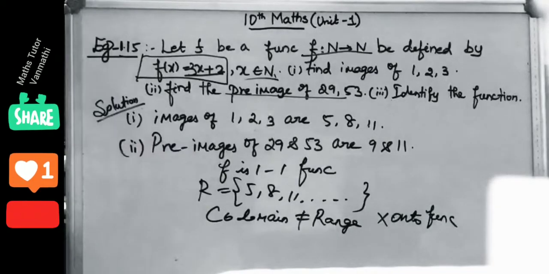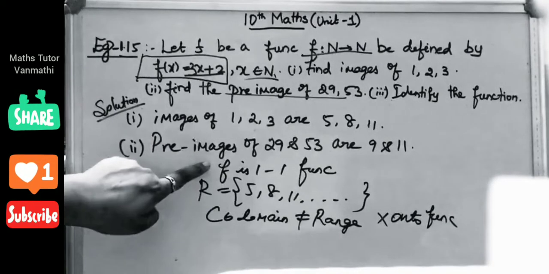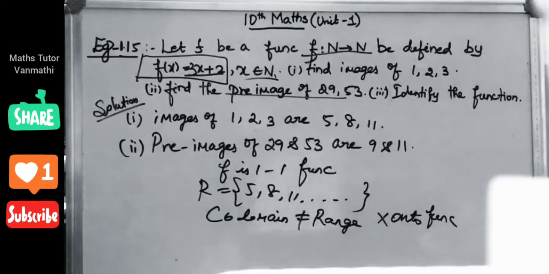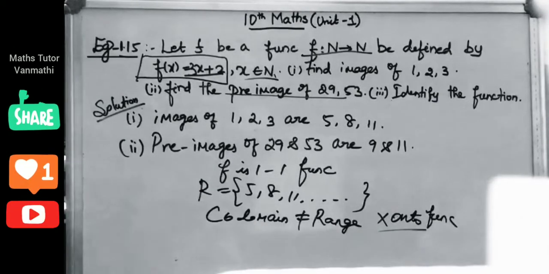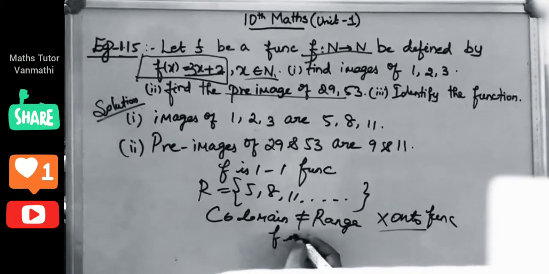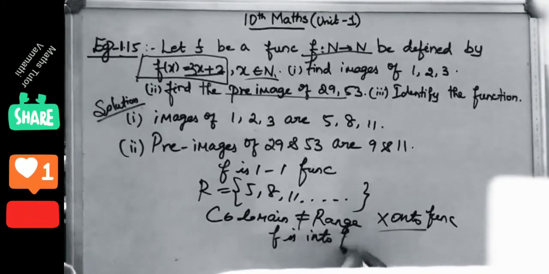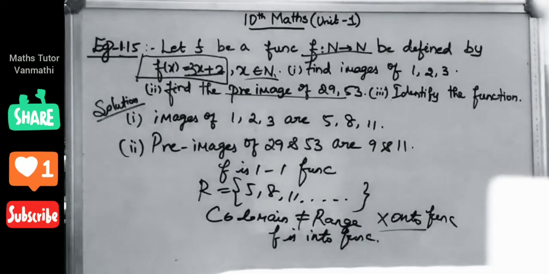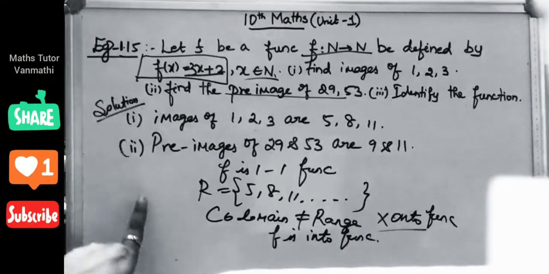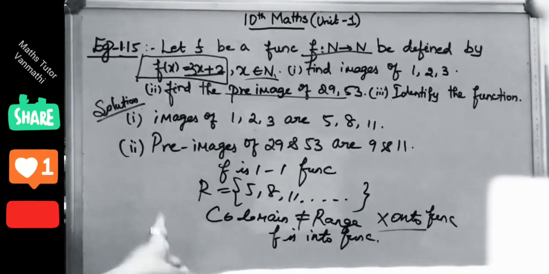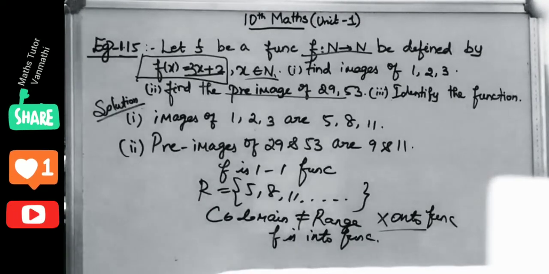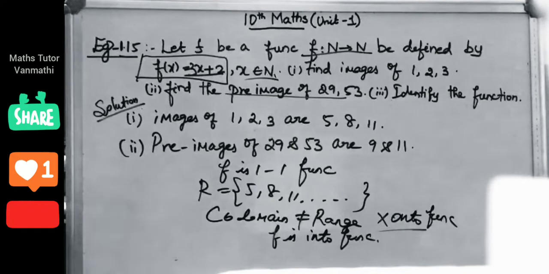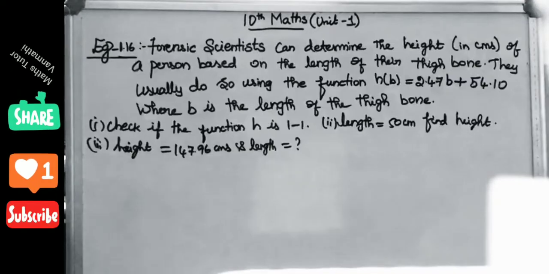Clear? So from this it is clear that f is 1-to-1 but not onto. When it is not onto, we can say f is an into function. So at last we can conclude that f is 1-to-1 and into. Next we can move on to the next example, 1.16.